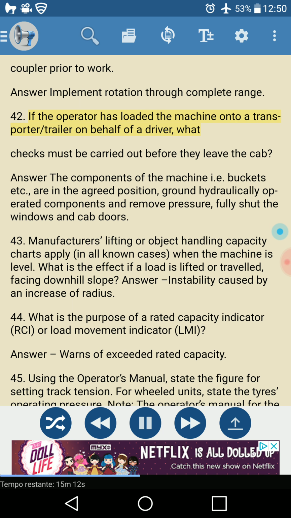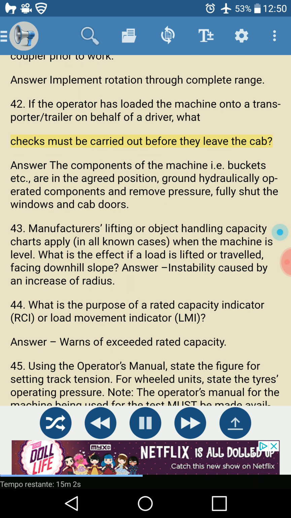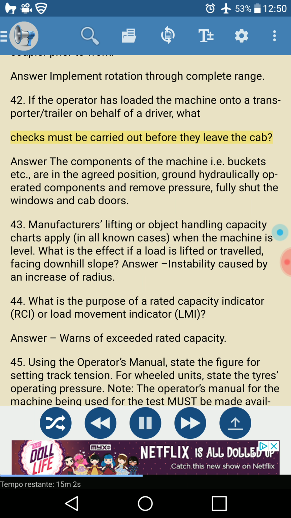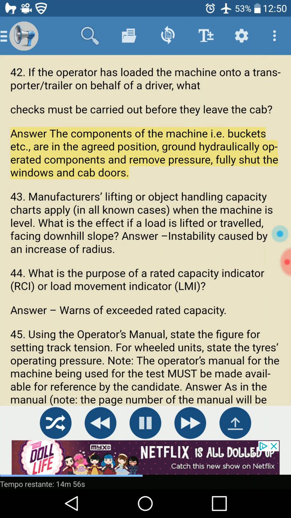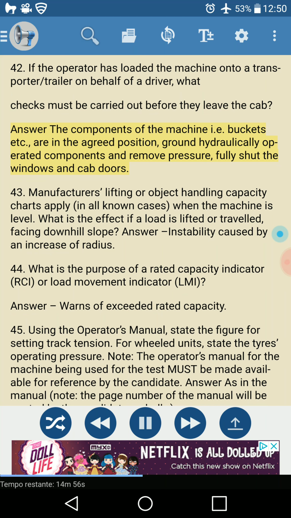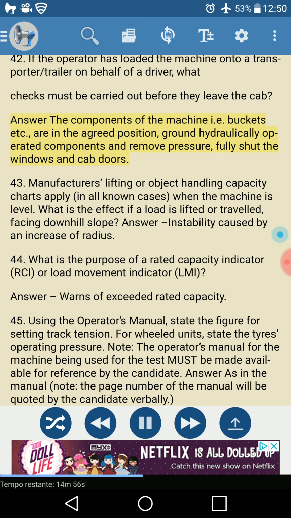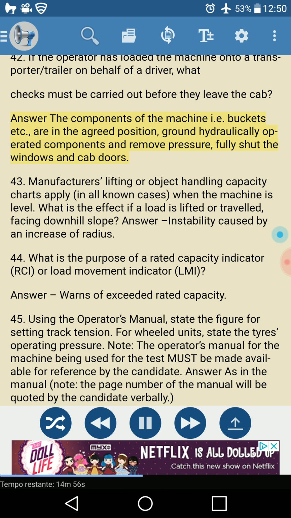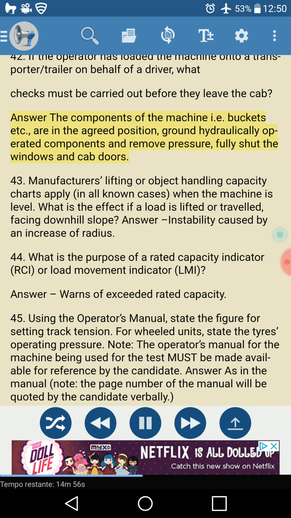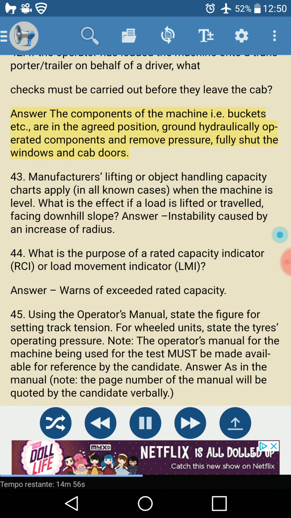42. If the operator has loaded the machine onto a transporter, trailer on behalf of a driver, what checks must be carried out before they leave the cab? Answer: the components of the machine, i.e. buckets etc., are in the agreed position, ground hydraulically operated components and remove pressure, fully shut the windows and cab doors.